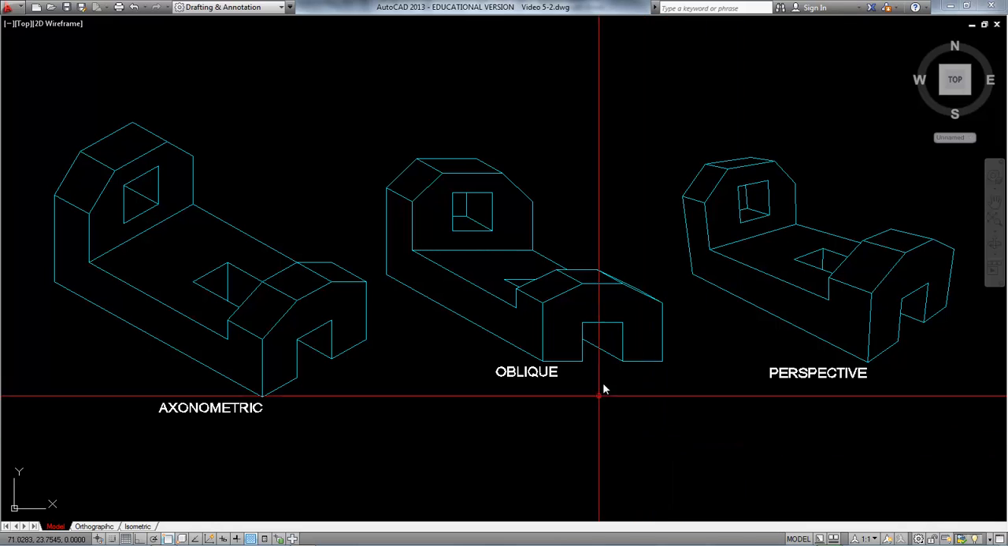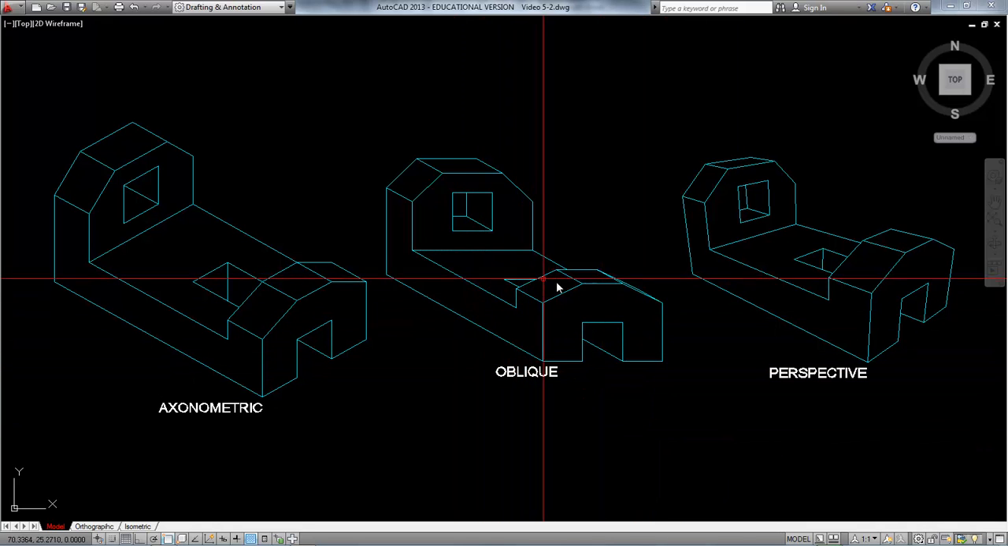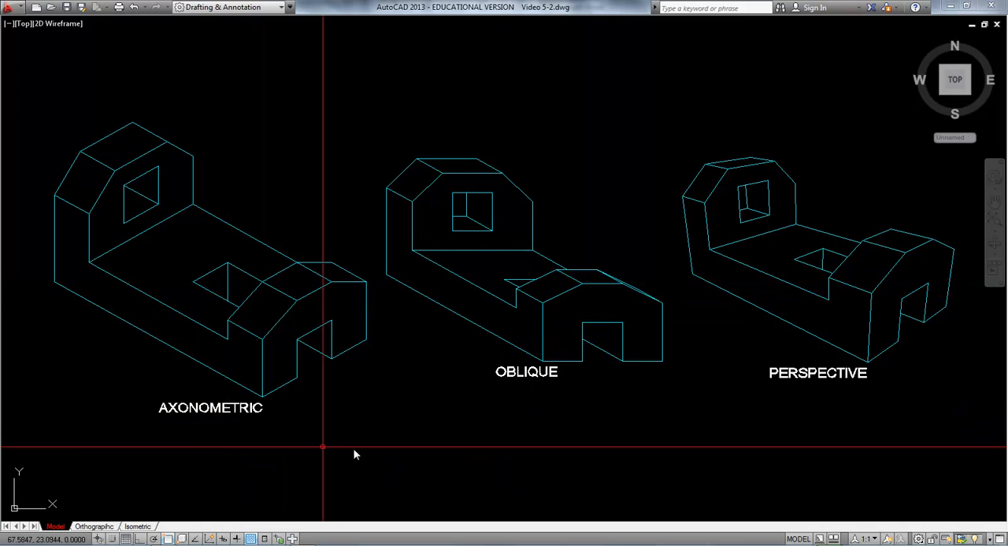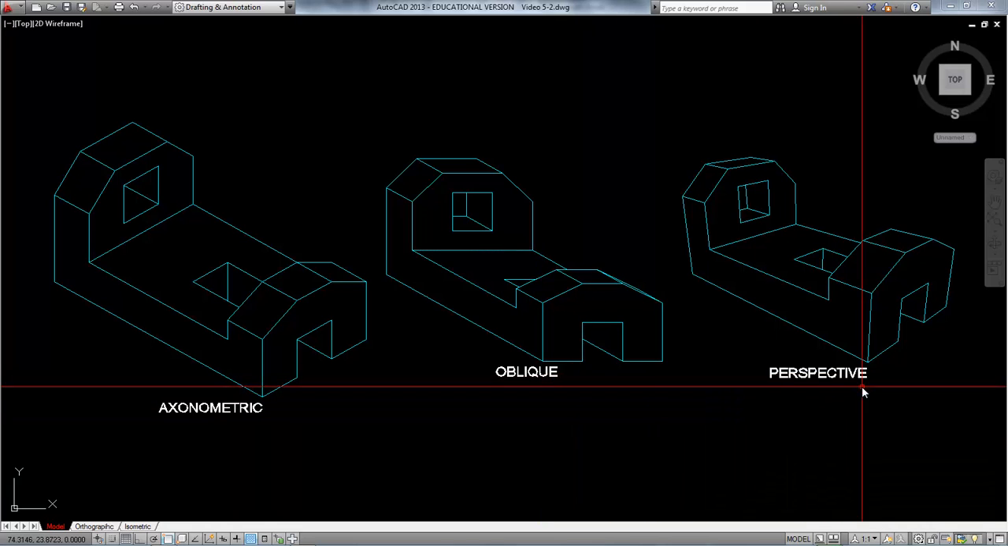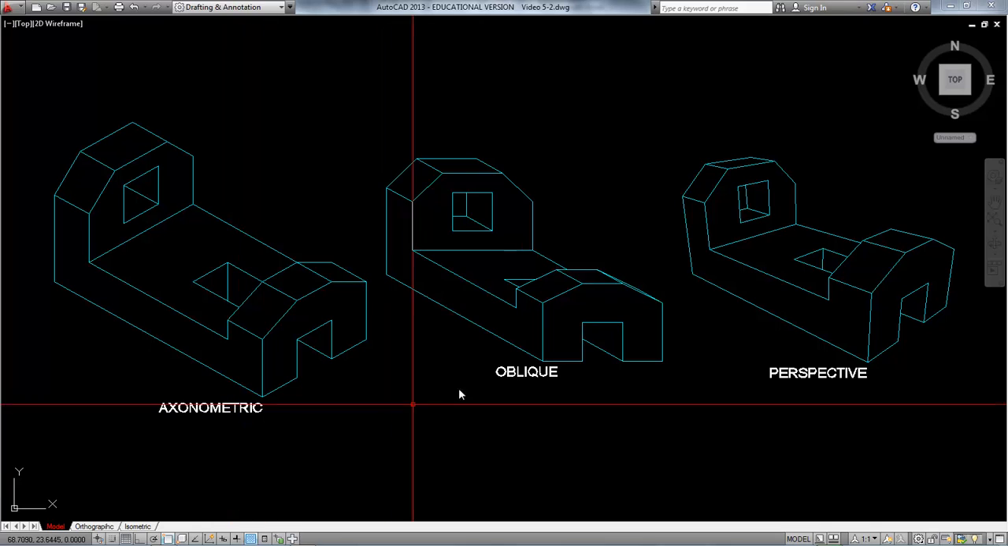In this case, we're going to be talking about the oblique views, the second family of pictorial views. Like we said before, there's axonometric, oblique, and perspective. And we're going to be concentrating on axonometric and oblique.